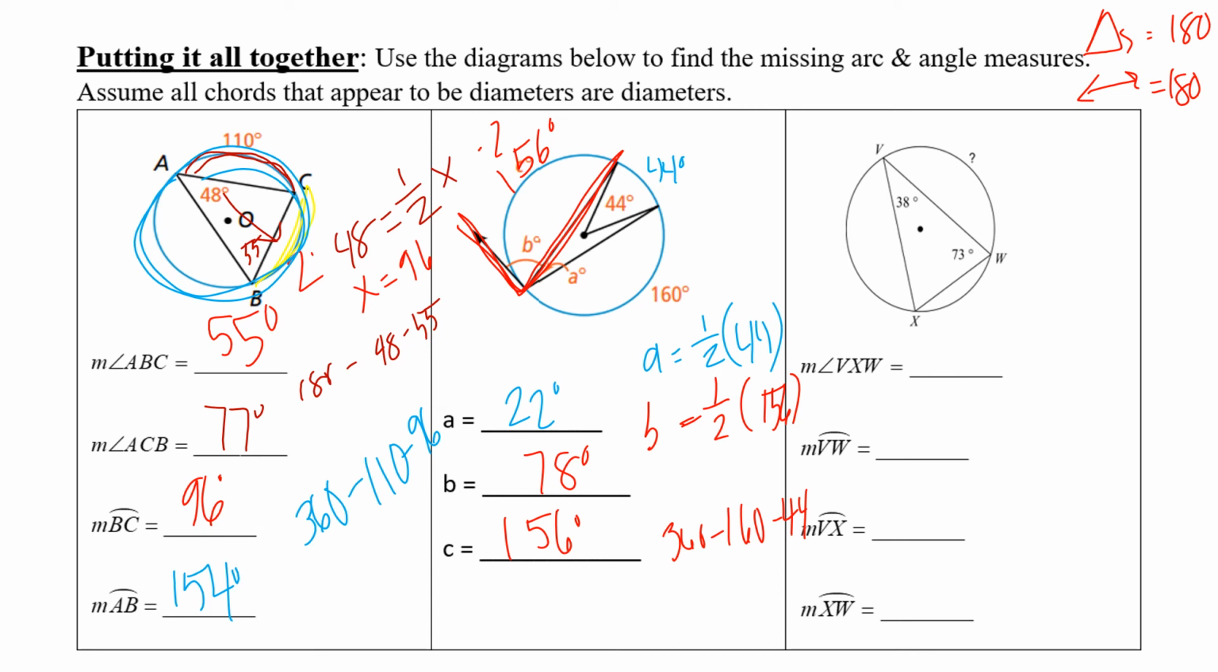Okay, then the last one. Again, you can figure out what angle VXW is because it's inside the triangle. So 180 minus 38 minus 73 would give me 69. Okay, so I'm going to have to find all three arcs. Arc VW is from here to here, and that goes with the 69. So I have 69 equals 1/2 of x. Multiply both sides by 2, so you get the measure of arc VW is 138 degrees.